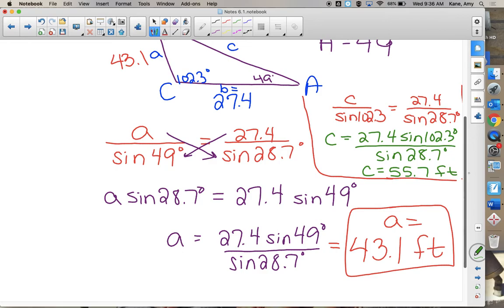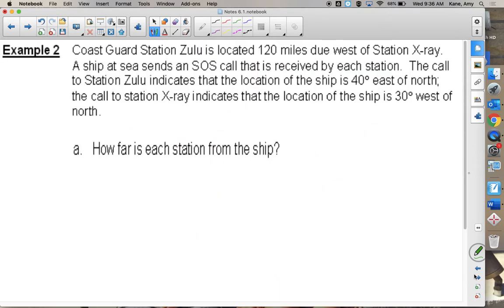The other type of problem, of course, lots of applications in trig. So we have the Coast Guard, and there's 2 stations for the Coast Guard. We have Station Zulu, which is located 120 miles west of Station X-Ray. A ship at sea sends an SOS call that's received by both stations. The call to Station Zulu indicates that the location of the ship is 40 degrees east of north, and the call to Station X-Ray indicates the location of the ship is 30 degrees west of north. How far is each station from the ship?